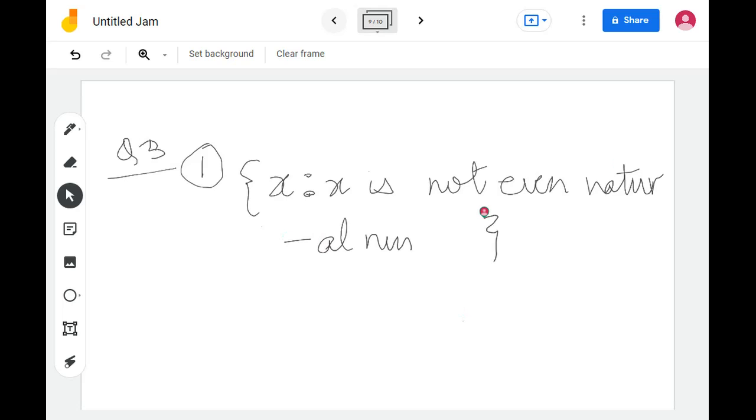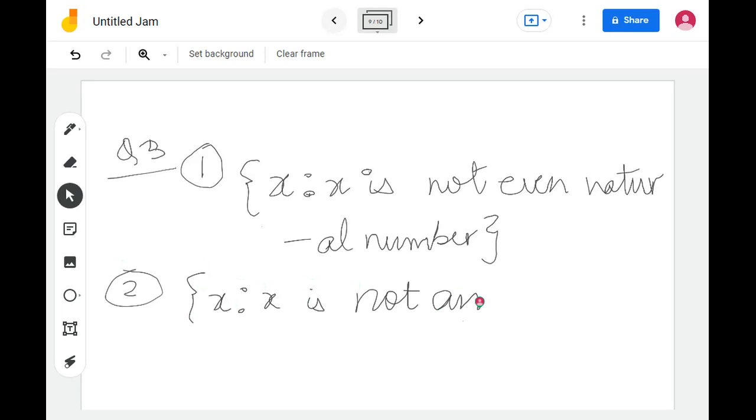Complement means which does not belong to the same set. That means the set whose complement we have to find, the complement should not belong to that set. This is its opposite, mainly its opposite. Now the second part is x such that x is an odd natural number. So our complement is x such that x is not an odd natural number. This is the second part of this question.